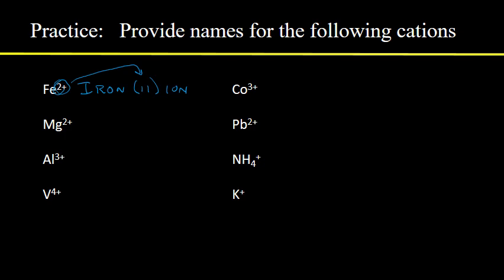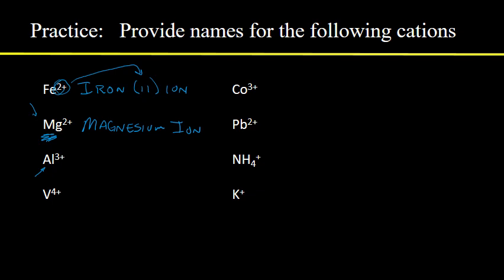All right? And then we've got a magnesium 2 plus ion. But if we look at the periodic table, we see that magnesium is in column 2, right? So it is an alkaline earth metal, right? So that means magnesium ions are always +2. That means we do not, in this case, include the charge in the name, and we just call this a magnesium ion.